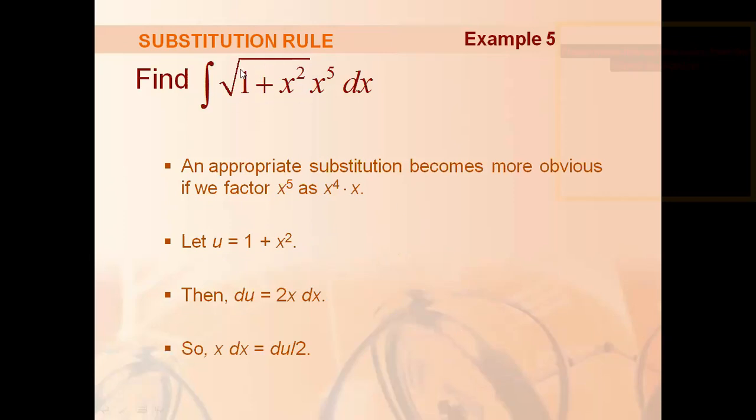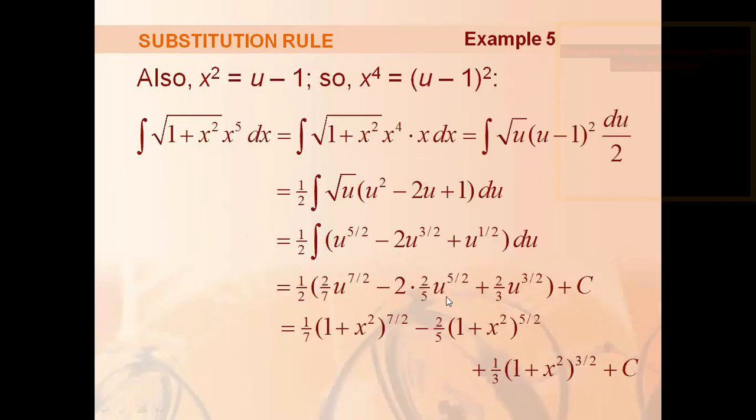Similarly, we can use the substitution like this. u equals 1 plus x square. Then du will be 2x dx, and x dx will be half du. Using the same process, x square equals u minus 1, and x to the power 4 will be (u minus 1) whole square. So x to the power 5 can be written as x to the power 4 into x. So x to the power 4 means this, and x dx means root over u minus 1 whole square du. Using the same process, we can find this.